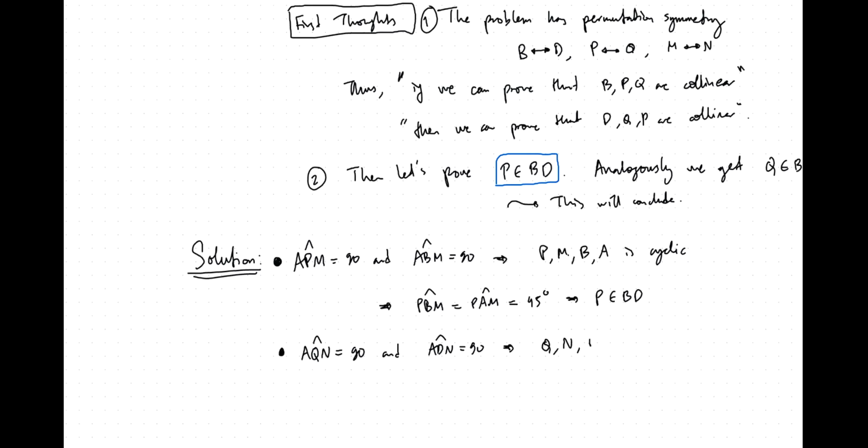Look, I'm not even looking at the picture. I'm just replacing P by Q, M by N, B by D. I'm so sure it will be automatically true. I'm not even looking at the picture. So this will give me QDN equals QAN, which is 45 degrees. So Q is on BD.